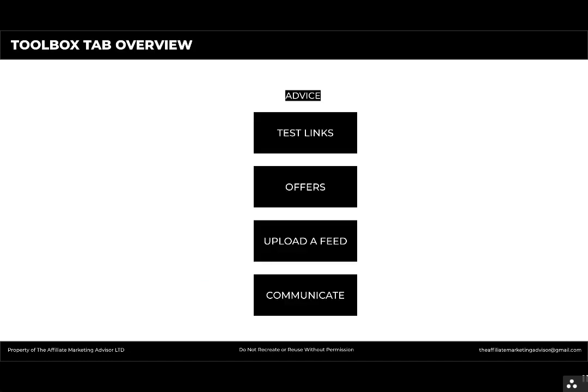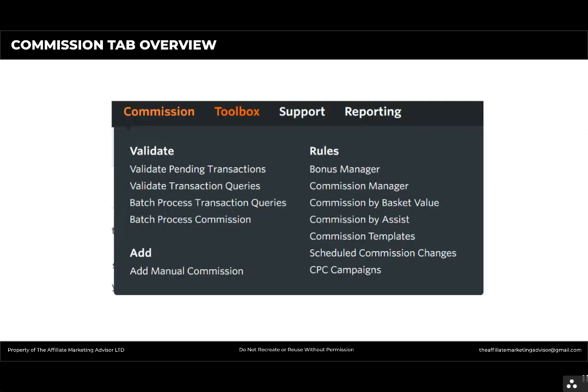So, Toolbox tab overview. Make sure you test any links that you've created. Make use of the AWIN My Offers, upload a product feed where applicable, and use the tools AWIN have provided to communicate with existing and prospective affiliates. Now, we'll look at the Commissions tab.